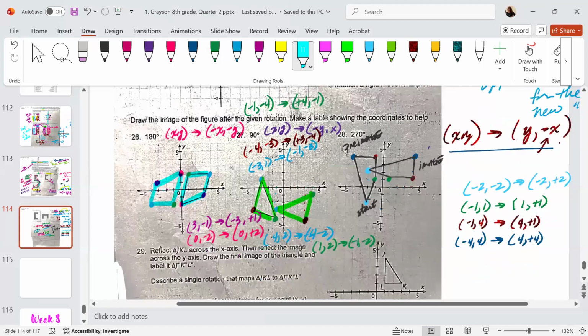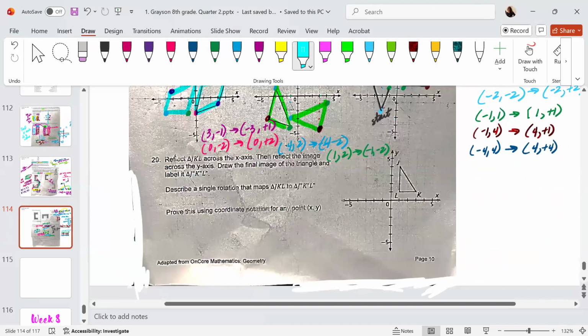Yeah. Okay. I'm going to have you do number 29. Did you do number 29 yet? Yes. You did? Okay. Read it for me, please. Reflect triangle JKL across the x-axis, then reflect the image across the y-axis. Draw the final image of the triangle and label it J''K''L''. Describe a single rotation that maps JKL to J''K''L''. Prove this using coordinate notation for the point x and y. So what does that mean? What do I do? What's your first step?